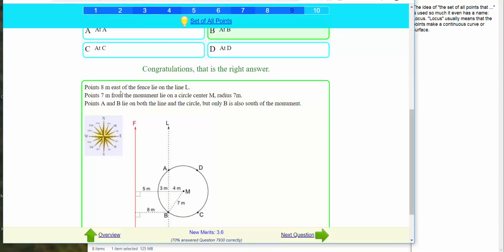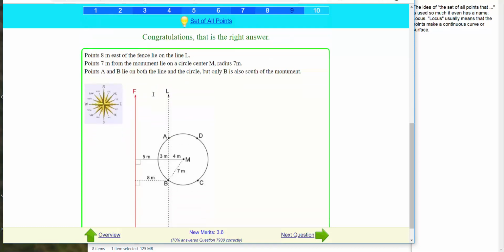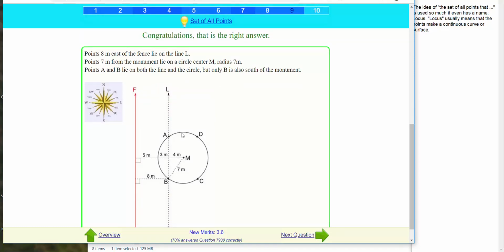Points 8 meters east to the south lie on the line M. L. Yeah. L. 8. Points 7 meters from the monument lie on a circle, center M.